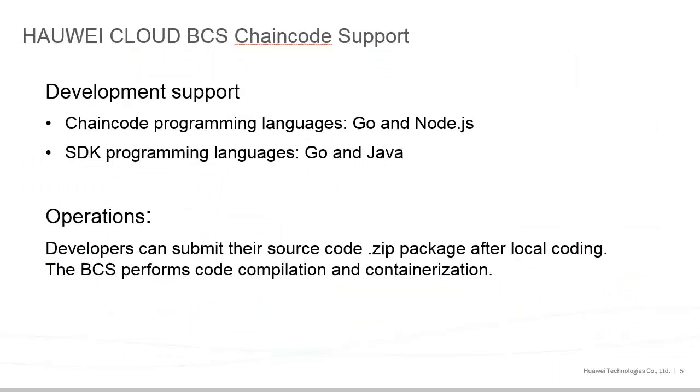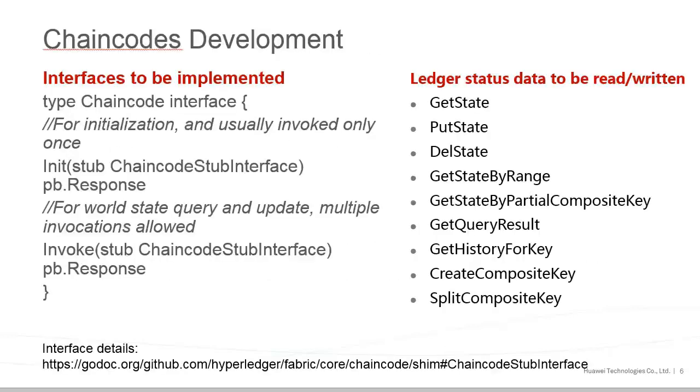Currently, Huawei Cloud BCS supports Go for chain code programming, including the Go and Java versions provided by the SDK support community. In the future, we will also support more languages. You can submit the source code zip package after local coding. BCS also performs code compilation and containerization. If errors occur during the running of a chain code, you can check the chain code in the BCS O&M Center. Now, a question. Which interfaces need to be implemented during the development of chain codes?